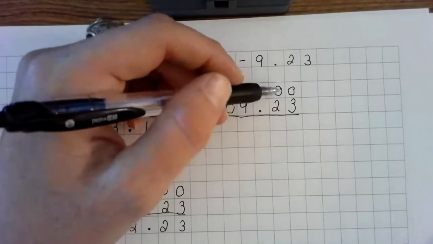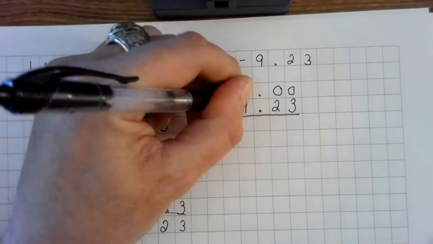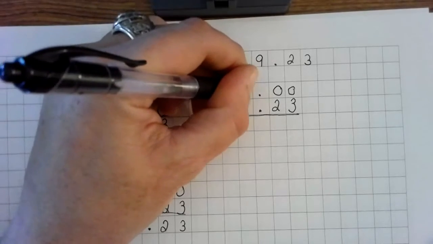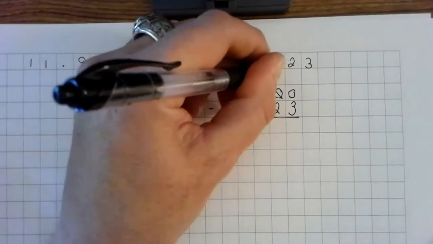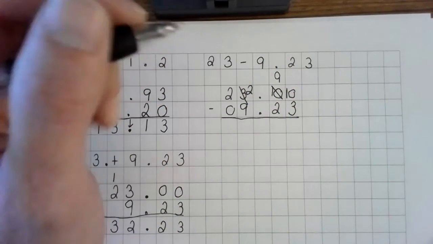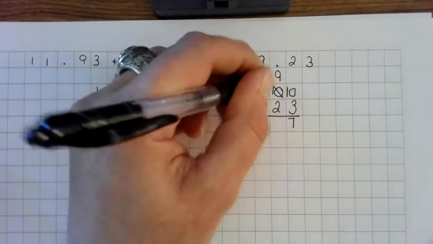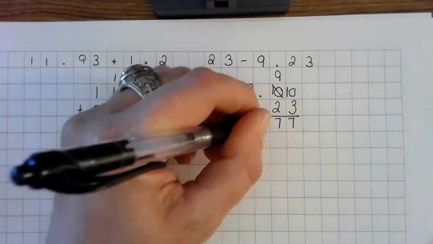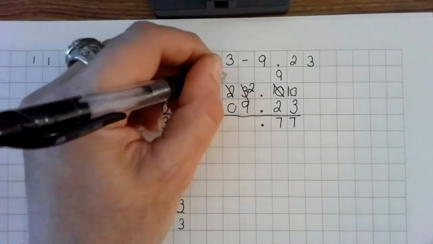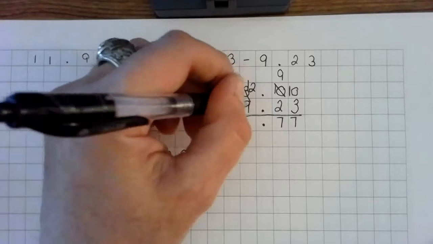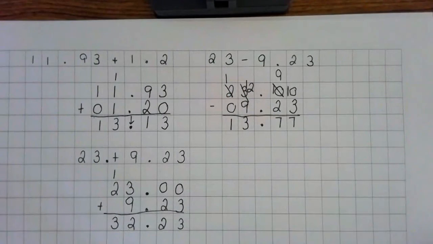0 minus 3, I cannot do that. 0 minus 2, I cannot do that. I have to steal from the 3, make it a 2, make the first 0 a 10, then a 9, and make the last 0 a 10. 10 minus 3 is 7. 9 minus 2 is 7. Bring the decimal down. 2 minus 9 I cannot do, so I have to steal again. 12 minus 9 is 3. 1 minus 0 is 1.